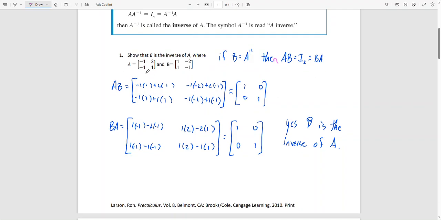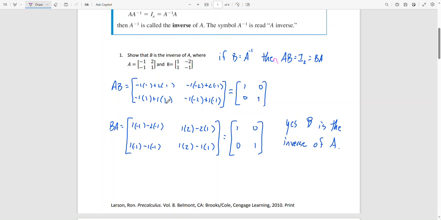Let's see. If I multiply row 1, negative 1 and 2, by column 1, 1, 1, row 1, column 2, row 2, column 1, and row 2, column 2, when I do all of my adding up here, negative 1 and 2 makes 1, 2 minus 2 is 0, negative 1 and 1 is 0, and 2 minus 1 is 1. I get the identity.